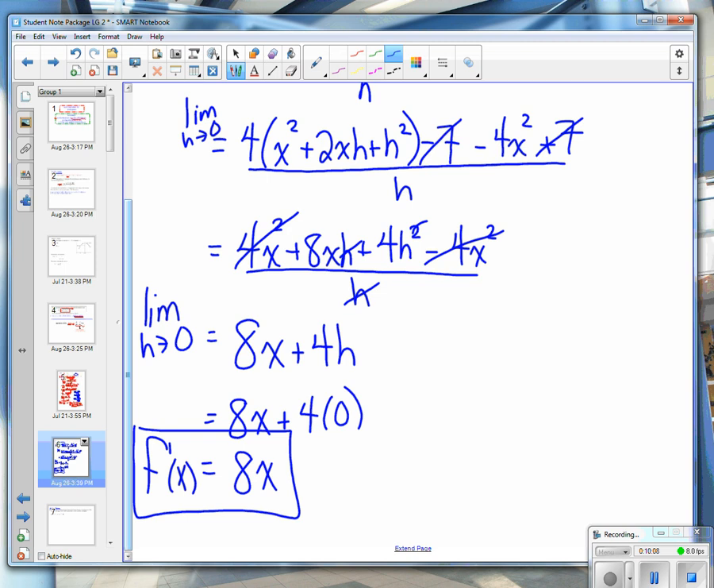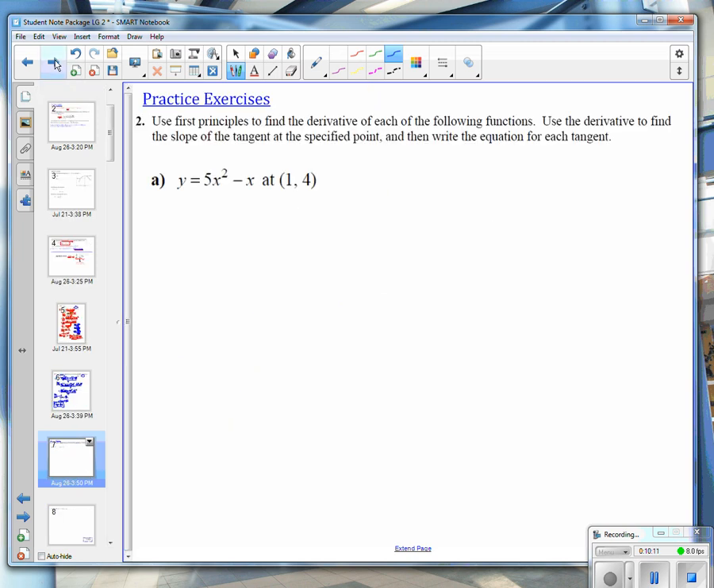As always, I really do encourage you guys to try these examples on your own and then pause and double check. The next ones are a little bit different. They're a little bit more intense, and this is what you guys are going to be seeing a little bit more in your assessments. So it's saying use first principles to find the derivative, which we've just been doing. Then use this derivative to find the slope of the tangent at the specified point. So this is going back to that first example we did, just a little bit trickier. And then write the equation for each tangent.